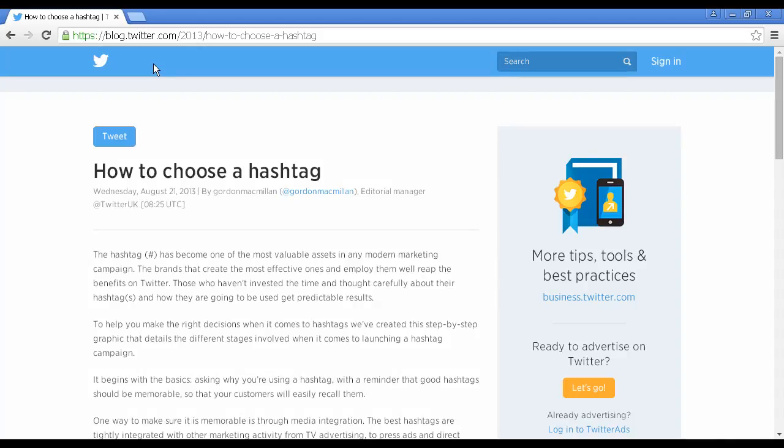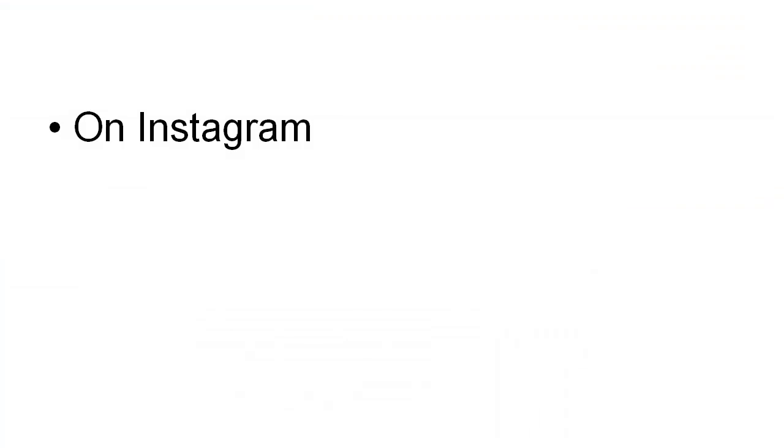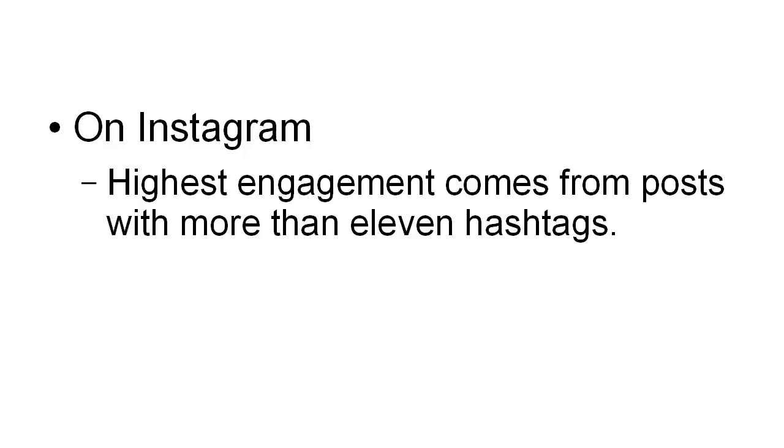Twitter actually has a very good section on their blog which explains how to choose a hashtag. It's been up there for a couple of years now, but it is still relevant. And if you want to read it, you go to blog.twitter.com/2013/how-to-a-hashtag. On Instagram, highest engagement comes from posts with more than 11 hashtags.